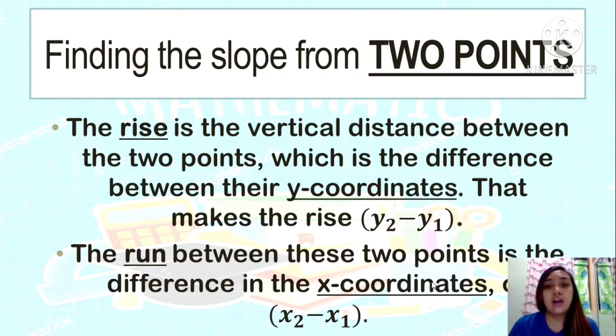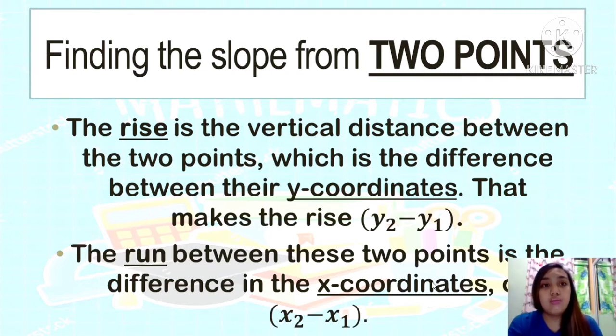So, let us discuss. The rise is the vertical distance between 2 points, which is the difference between their y coordinates. That makes the rise y sub 2 minus y sub 1. So, ang formula for rise is we will get the difference. So, i-subtract natin yung y sub 2 minus y sub 1. Later, i-discuss ko siya. Bakit siya naging y sub 2? Bakit siya naging y sub 1? How about the run? Si run yan magiging x sub 2 minus x sub 1.